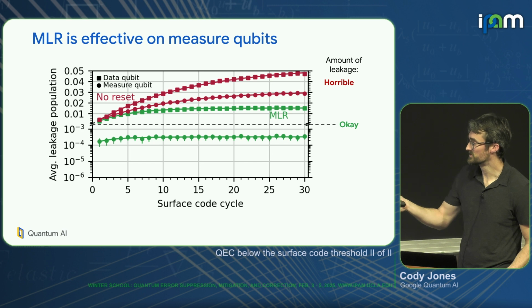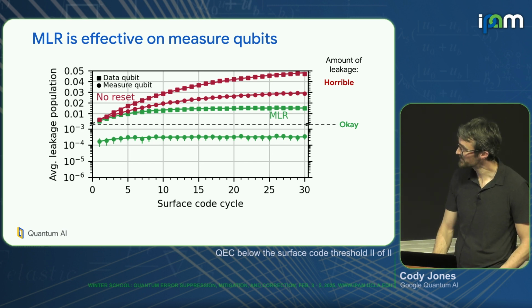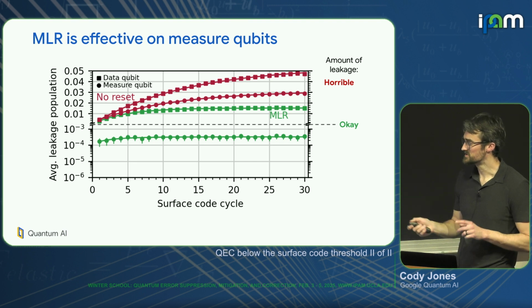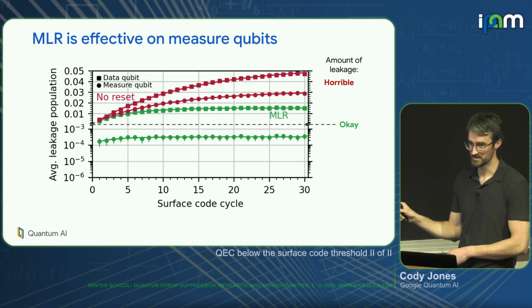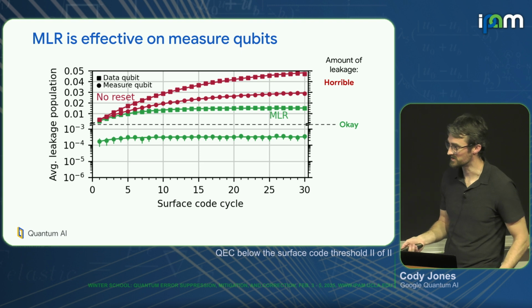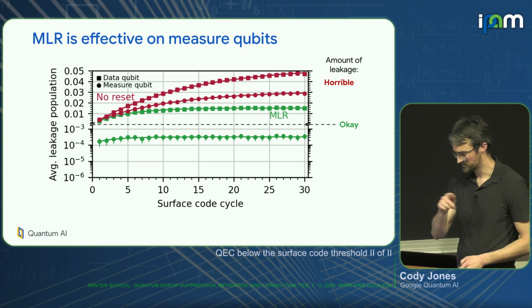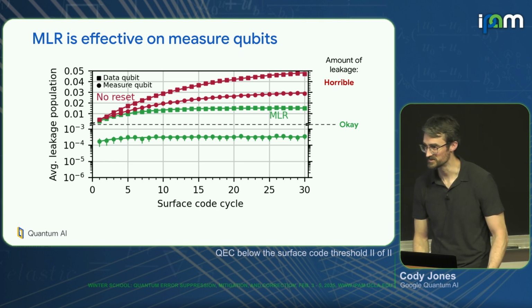Helps a lot with the measure qubits, and there's a side effect where it also helps the data qubits some. And I should maybe say, this is trying to run QEC. We're not injecting leakage. This is leakage happening when it's just present in the QEC cycle. The previous experiments, we injected it for demonstration, but this is not injection. This is leakage that happens despite our best efforts.